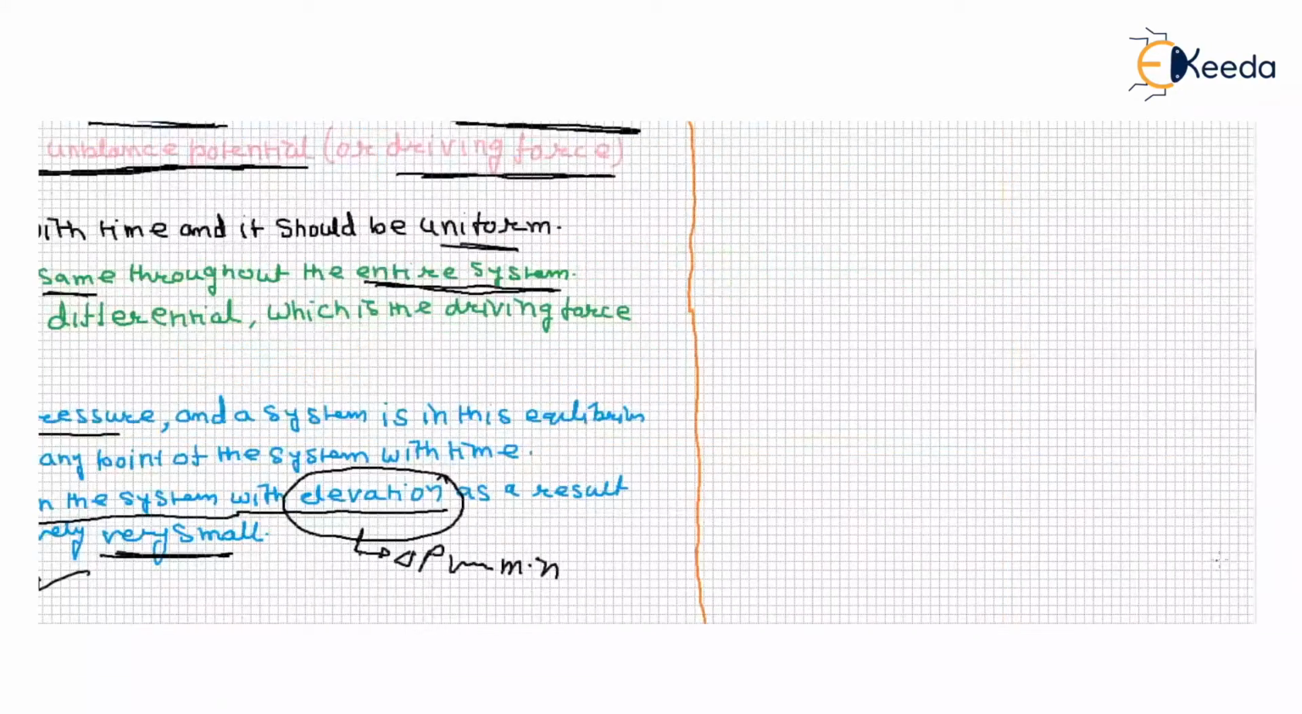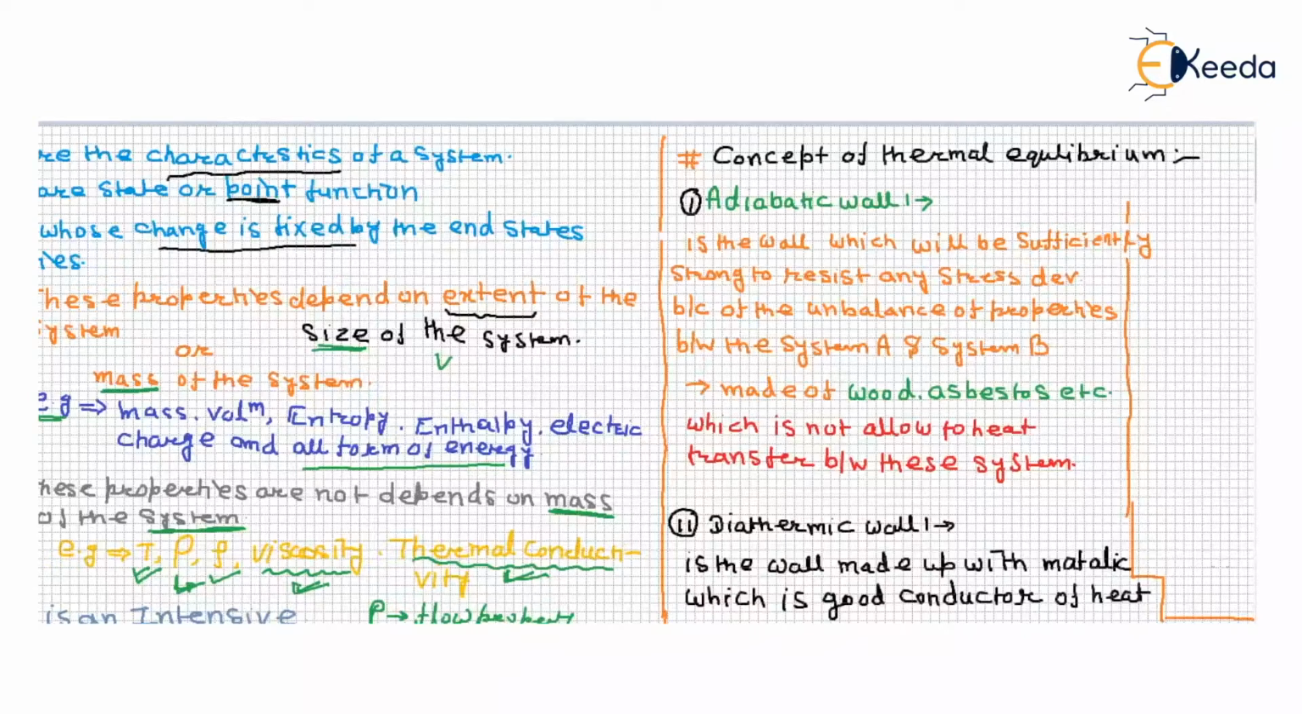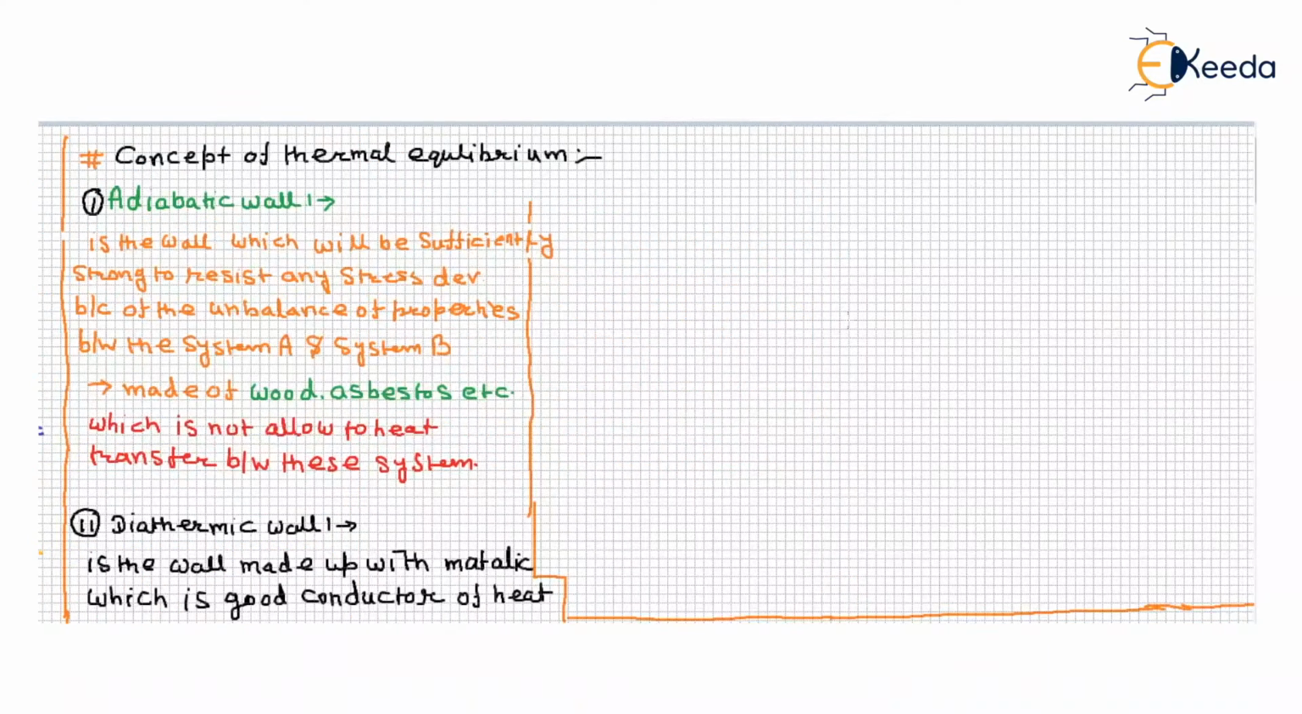Subject name: thermodynamics. Chapter name: Introduction to Thermodynamics. Topic name: temperature and zeroth law. Welcome to all of you. Now, the concept of thermal equilibrium. See, thermal equilibrium concept.